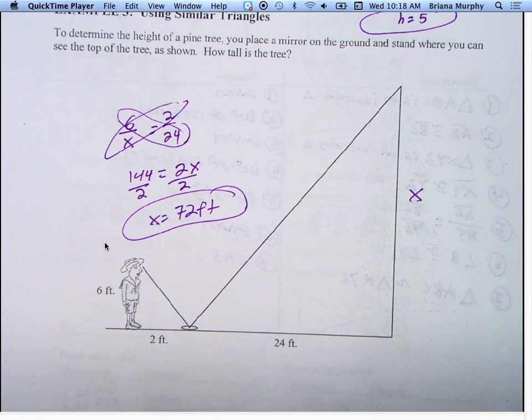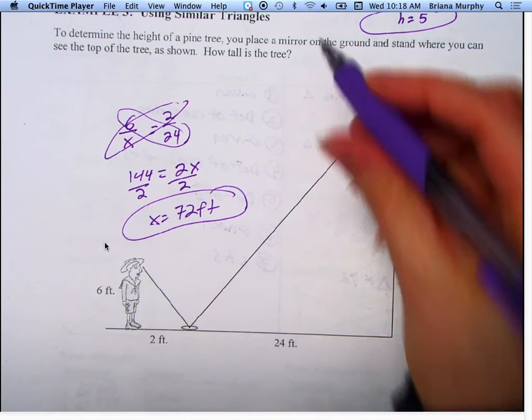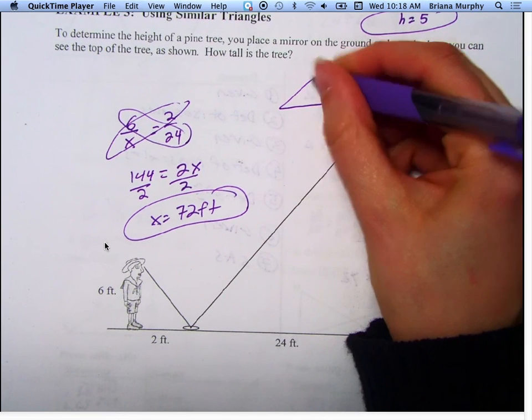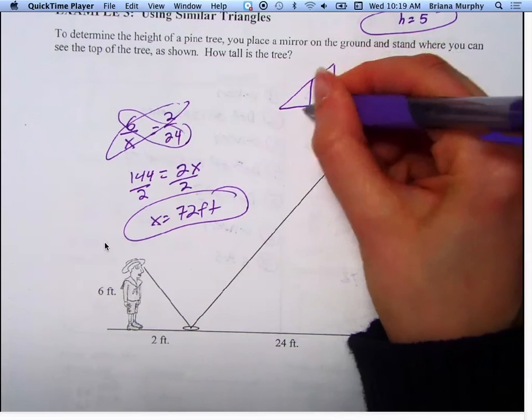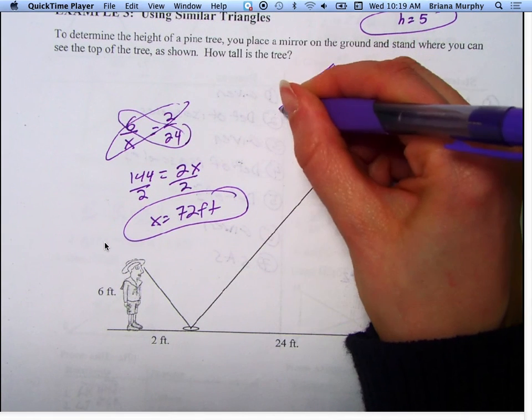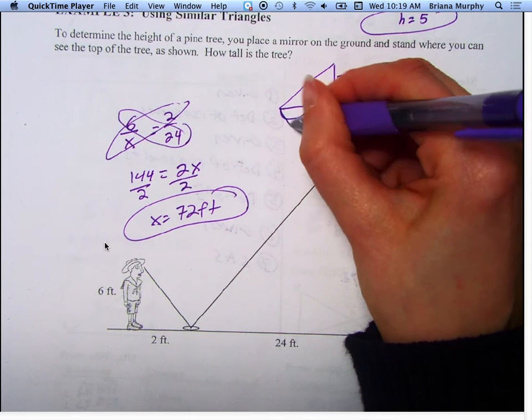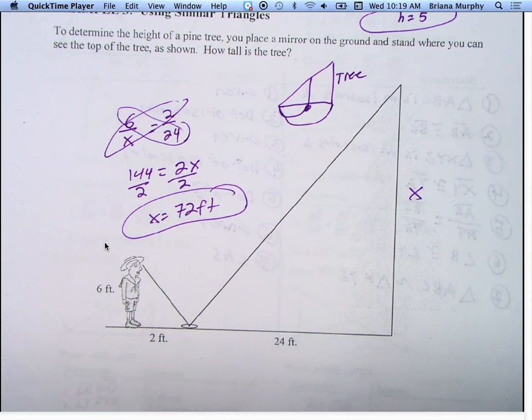You can also do this with shadows if you don't have a mirror. You measure your shadow, and it would look more like this problem up here, where it'd be like you're standing here, this is how long your shadow is, the tree's right here, and this is the tree's shadow, would be the whole thing. You can figure it out. I don't have a 72-foot ruler or measuring tape, so this is how you need to do it.